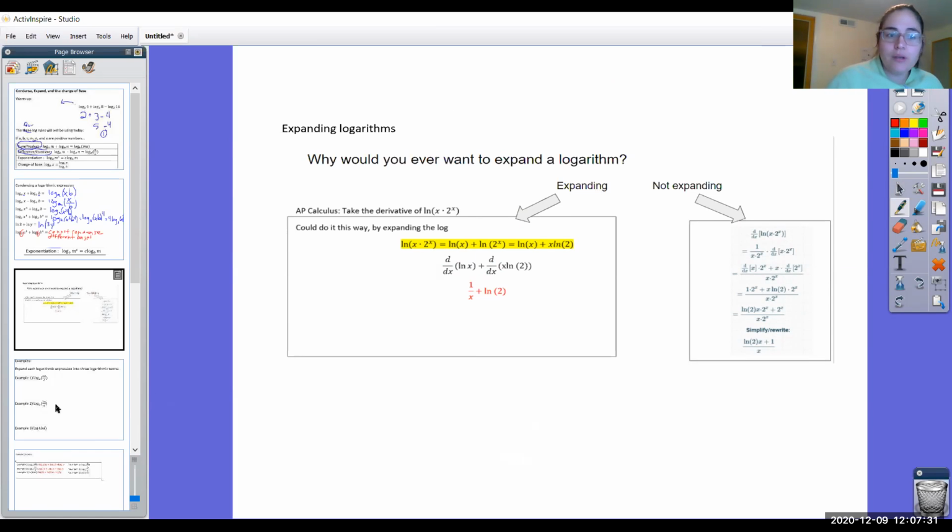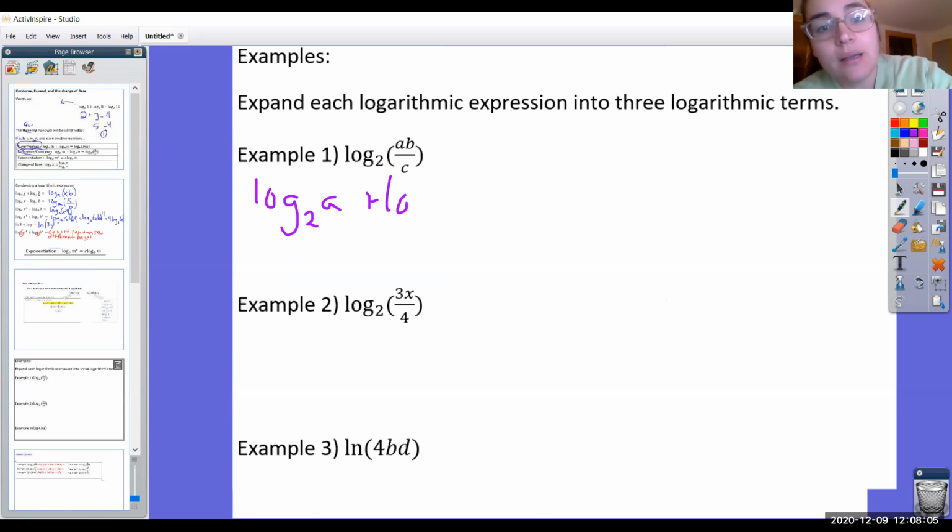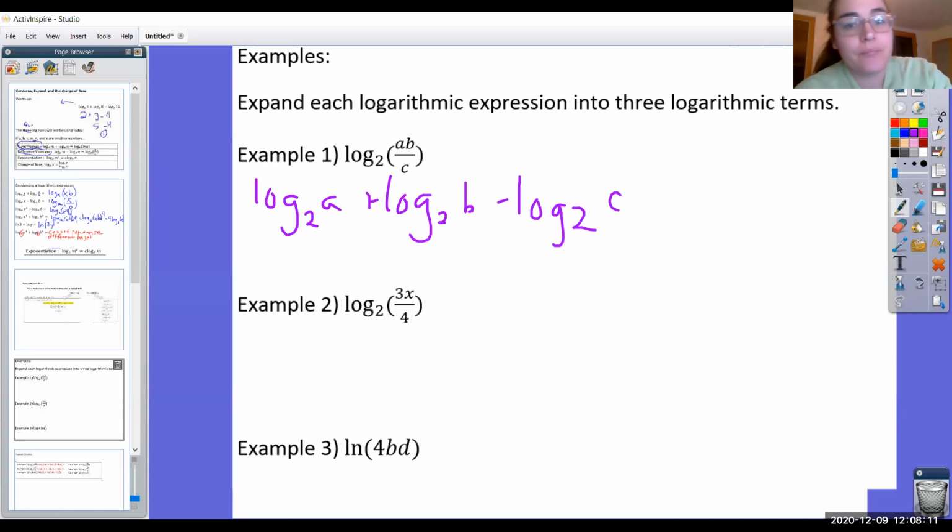All right. So with expanding, we're going to use those same rules, sum and product, etc., except we're going to use them in reverse. So here's one example. We have log base 2 of a times b over c. A times b means we can do log base 2 of a plus log base 2 of b, and then divided by c would mean that we would have log base 2 of c subtracted at the end of the expression. So we'll write that out: log base 2 of a plus log base 2 of b minus log base 2 of c.